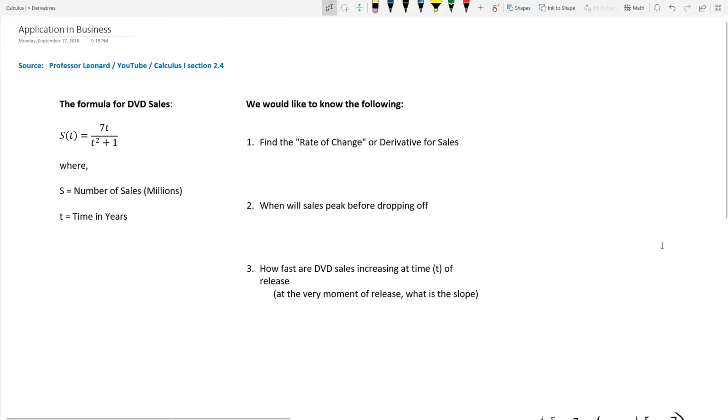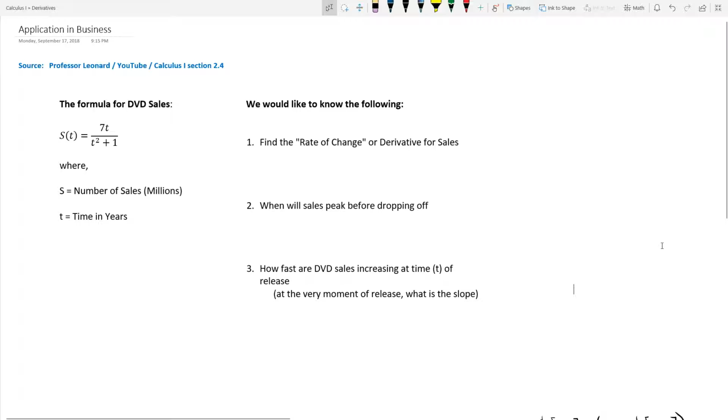So we're going to walk through an application. This is sourced from Professor Leonard on YouTube. It's his Calculus 1 Section 2.4 video. And this is a formula for some DVD movie sales, where the function S of t, where S is the number of sales in millions of copies sold, and t is the time in years. And we have a couple of questions that we'd like to answer just based on the function itself.